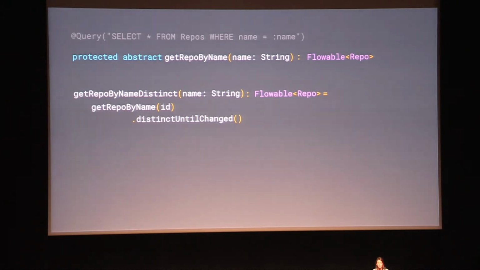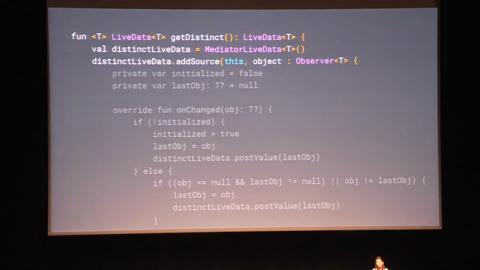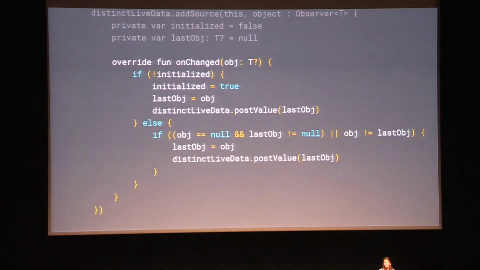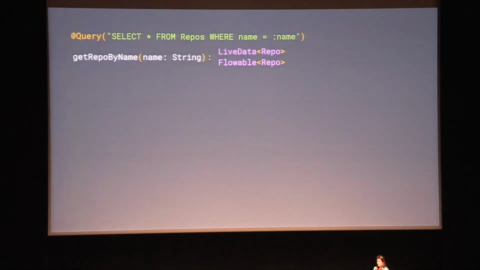But then if you're using live data, it's not that complicated to also overcome this. So I would create a method that's called, let's say, distinct. And then here, I would just be working with a MediatorLiveData, where I'm adding as a source the query in the DAO. So then I keep in memory the last object that was emitted. Initially it was null. And then whenever something was emitted, so whenever onChange is triggered, I'm just comparing if that new object is the same or not with the object that I previously emitted. And that's it.